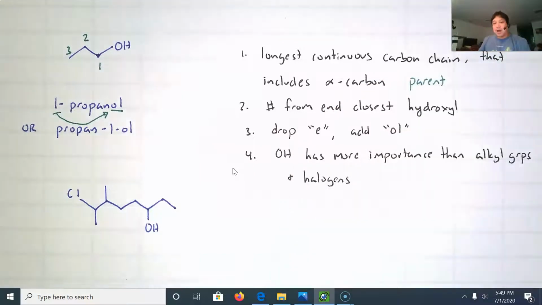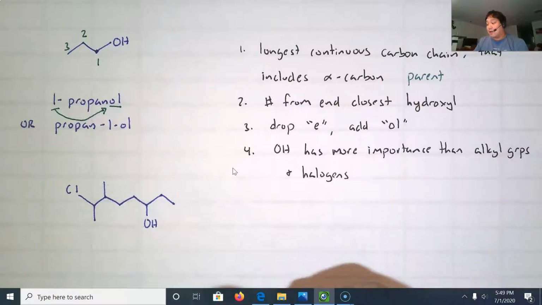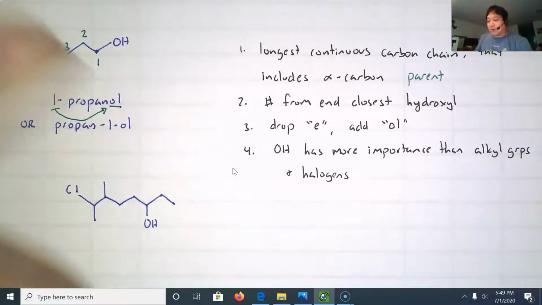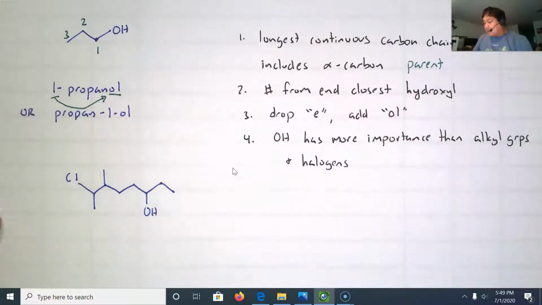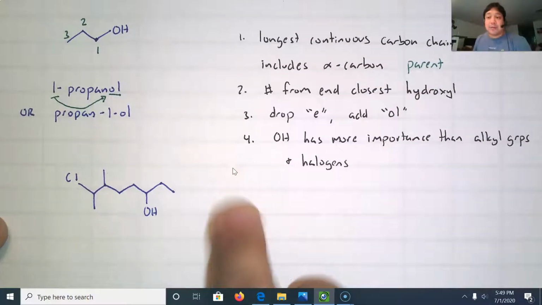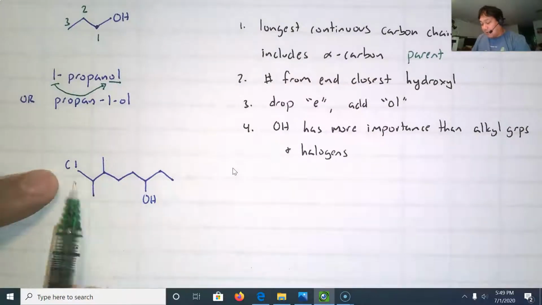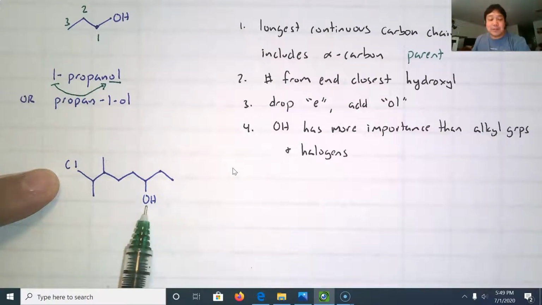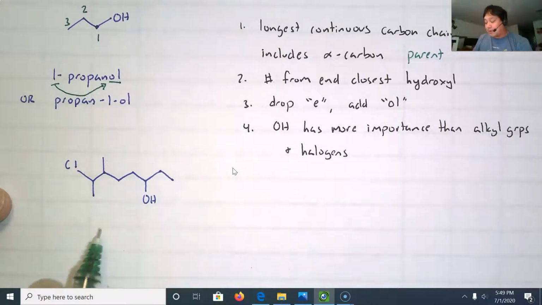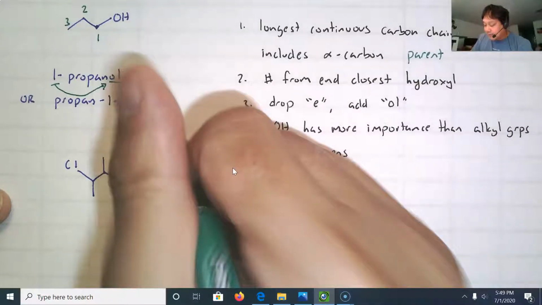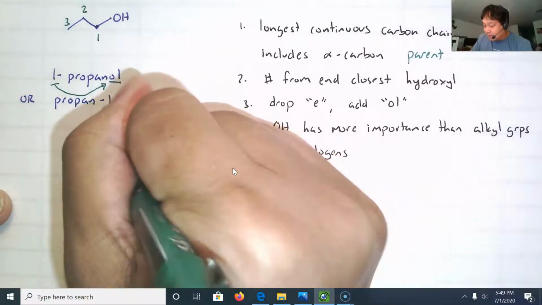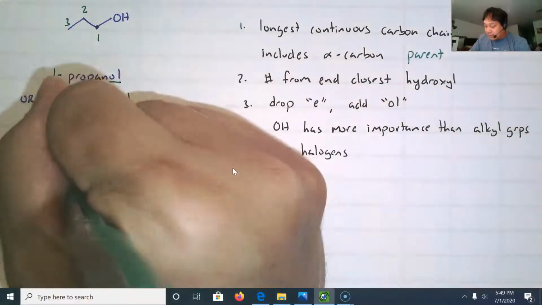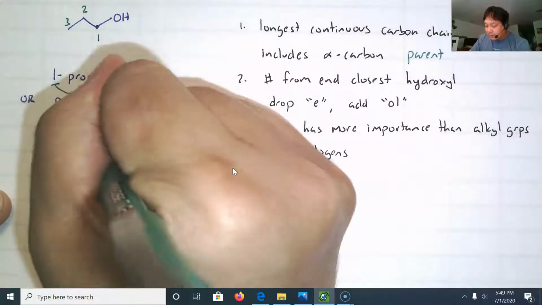I'm not going to get into more complicated examples where maybe we have a hydroxyl group and a carbon-carbon double bond. That is beyond the scope of this video. But this last rule is important because even though we can get chlorine on carbon number 2, we have to get the hydroxyl group as low a number as possible. So we're not going to number it from the left, we're going to number it from the right. 1, 2, 3, 4, 5, 6, 7, 8. I like to circle my substituents with a dotted circle.